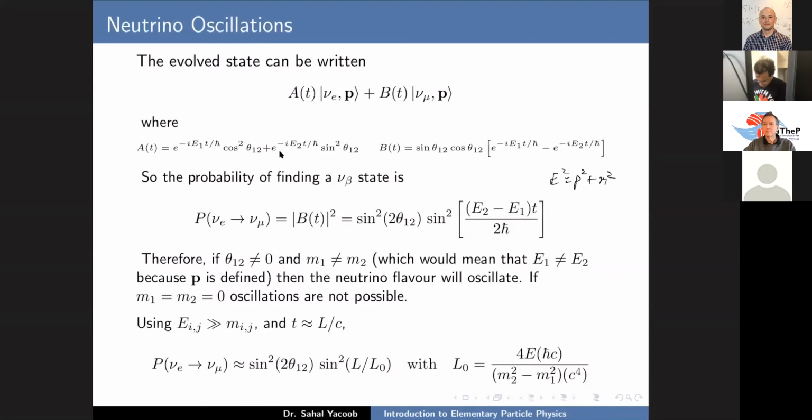Okay, this slide. Therefore, if you see that paragraph, if theta 1 2 not equal 0, and m1 not equal to m2, which would mean that E1 not equal to E2 because P is defined. So okay, I agree that P is defined in the momentum eigenstate, but how can you make sure that P is still constant when you measure neutrino propagating to such a large distance? If that P experimentally changes, then E1 definitely not equal to E2, and that will not give you the evidence of m1 not equal to m2, because momentum can change.